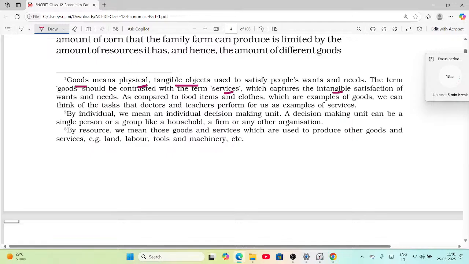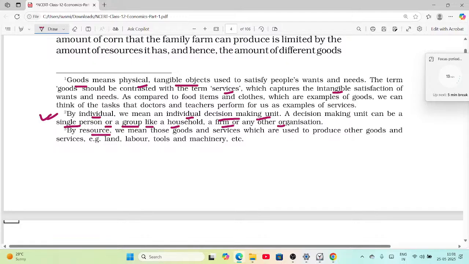By individual, we mean an individual decision-making unit. A decision-making unit can be a single person or a group like a household, farm, or another organization. This is important, okay? Many times the question comes.